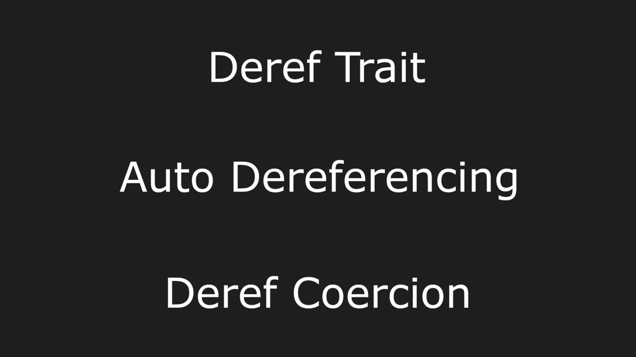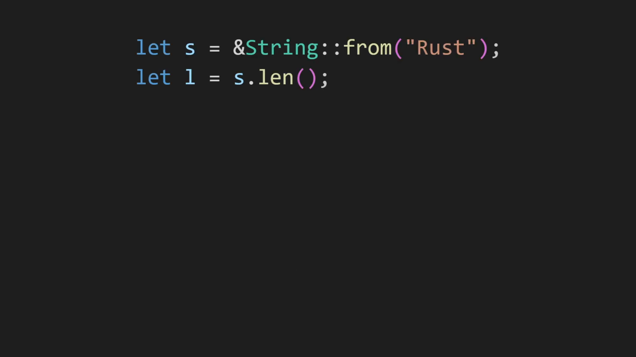The Deref trait, along with auto-dereferencing and deref coercion, are important features of the Rust language. In Rust method calls, a value of type T can appear to behave like a reference to a value of type T. For example, the len method implemented on String takes a reference to a string as its self parameter, so we can call len like this.